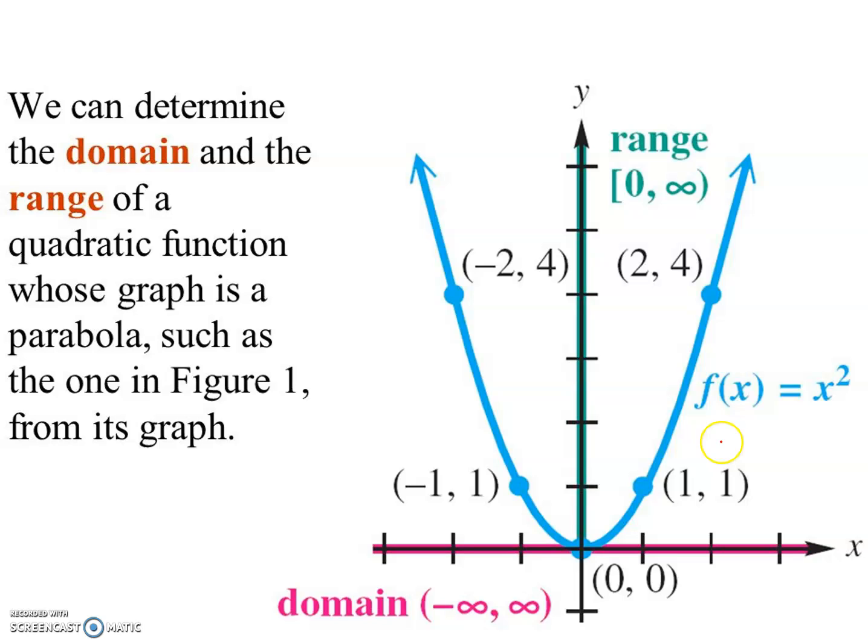Suppose we put x equal to 1, we derive the point (1, 1). If we put minus 1, we derive (minus 1, 1). If we put 2, 2 square is 4, so the next point is (2, 4). Next, (minus 2, 4), so we evaluate, obviously minus 2 square is 4.